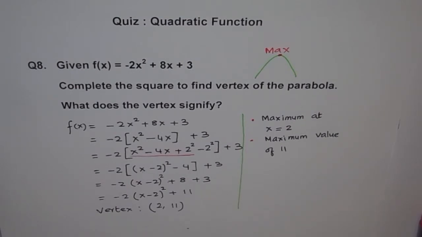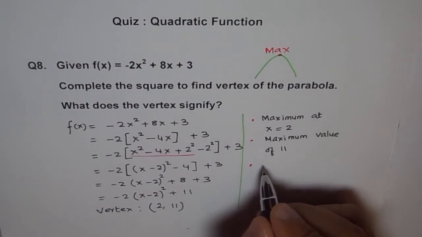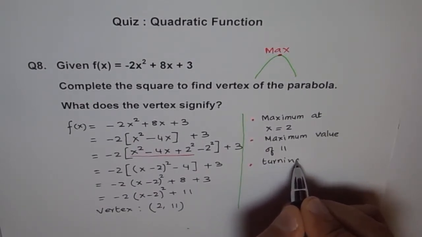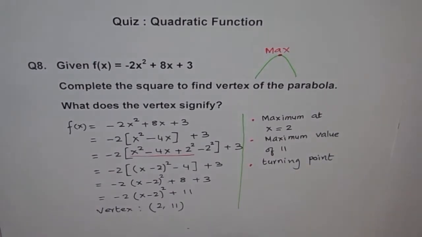So the vertex actually signifies a turning point. So other things which we can mention here, what does the vertex signify? We say the vertex signifies a turning point, right? Always. Anything else you can write about this vertex?